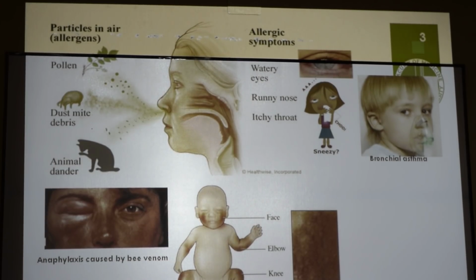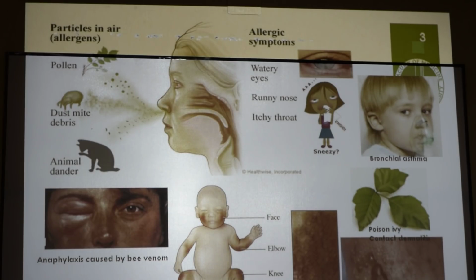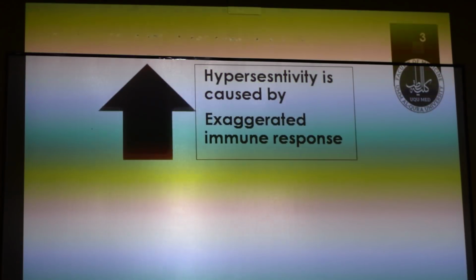And children tend to have atopic dermatitis, which is redness of the skin around the face, elbows, and knees. And finally, there is a condition called contact dermatitis that is caused by poison ivy. All these conditions are actually the result of hypersensitivity.